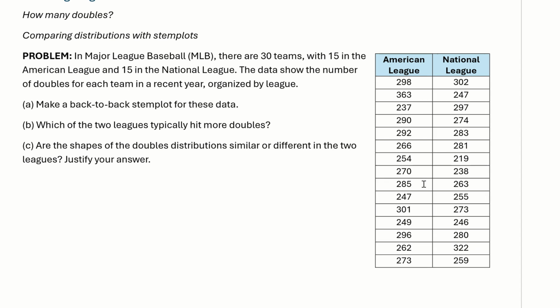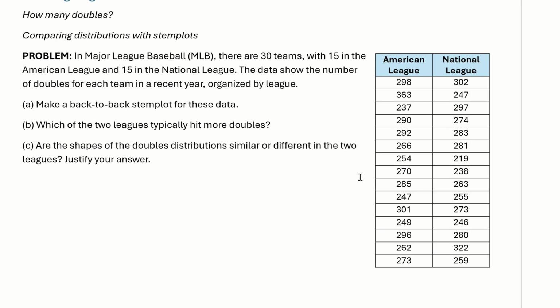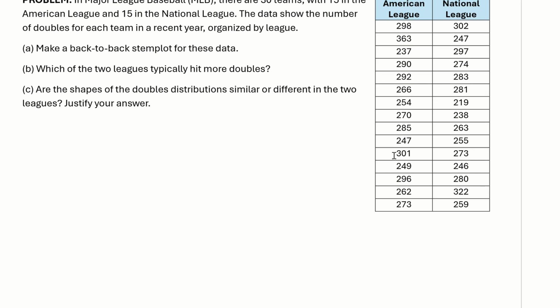Let's look at another one. This time we're going to make a back-to-back stem plot. A back-to-back stem plot is when you're comparing two data sets to each other, and you're putting them into one stem plot that helps you compare them. So we're going to do the American League on the left and then the National League on the right.